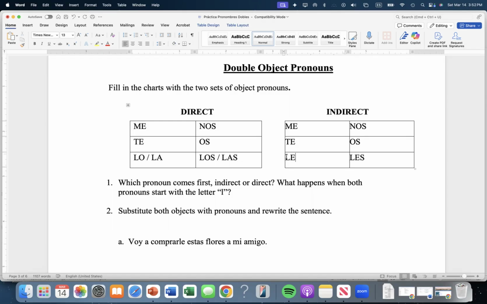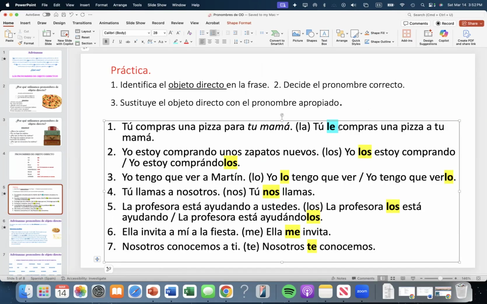So remember, él, ella, usted will take le as the indirect object pronoun. That's what you're seeing here. Tú le compras una pizza a tu mamá. This is your indirect object.